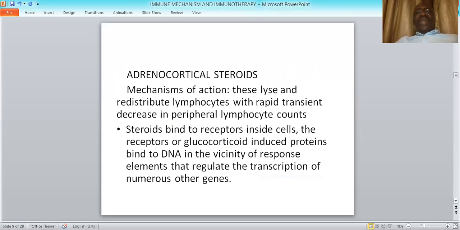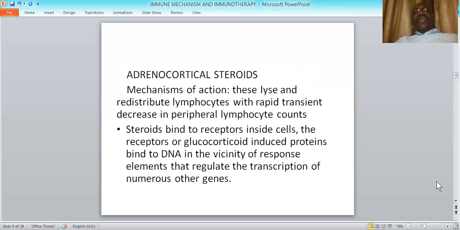We are first going to look at the steroids, that is the adrenocortical steroids. These are produced in the adrenal cortex, and a lot of these drugs are now synthesized and used as immunosuppressants, like prednisolone, for example, which has been useful over the years as an immunosuppressant. What are the mechanisms of action of these adrenocortical steroids?